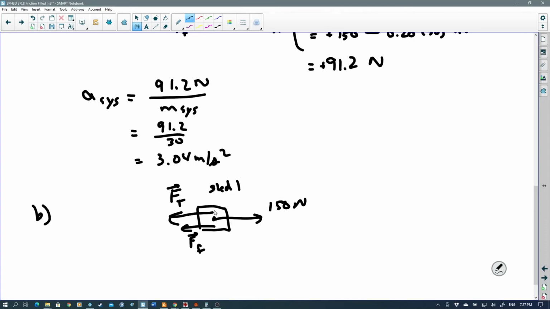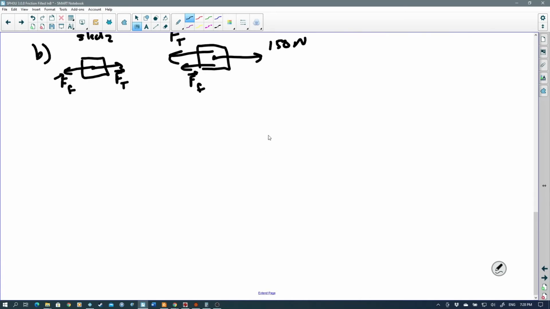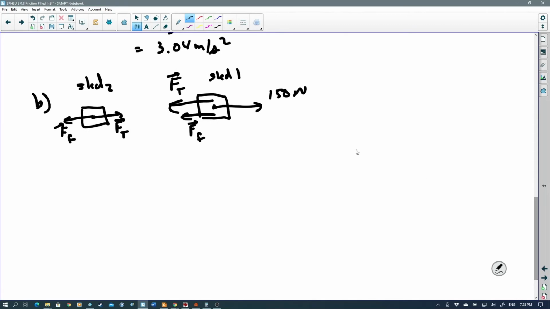Now we could, instead of doing that, use sled 2's information, because sled 2 has a little less going on here. Sled 2 has the same tension force, but in the opposite direction, and it only has one force pulling backwards on it, which is the force of friction. So you can actually solve this question in two different ways. You can either use sled 1, and it'll have a slightly more complicated equation, or you can use sled 2, which is what I'm going to do, and just use these two forces here. If you want to try it afterwards, you can actually get the exact same answer using sled 1.